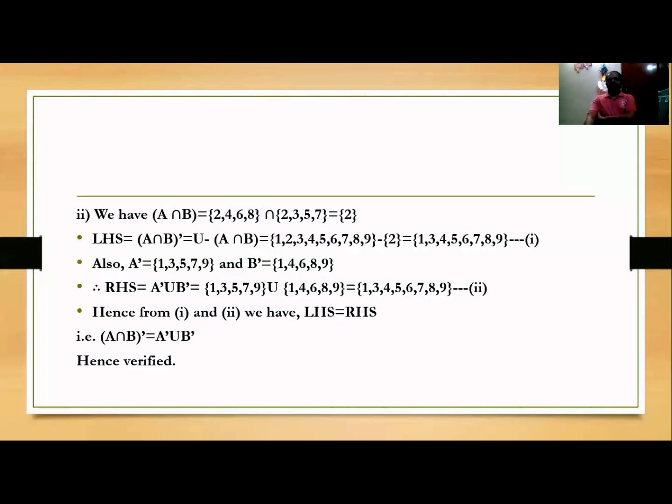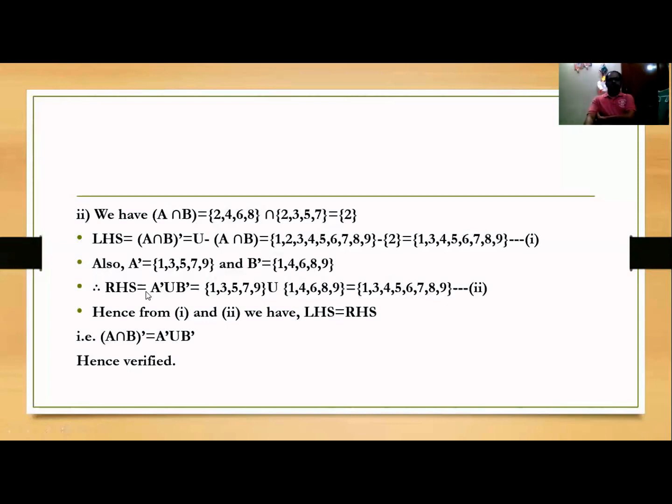So that is the left side, that is the complement of A intersection B. Let it be equation 1. Now similarly with the RHS, we need to find the complements of A and B. So A dash is the complement of A, which gives us 1, 3, 5, 7, 9. We already found them in the previous part of this sum. And B dash is 1, 4, 6, 8, 9.